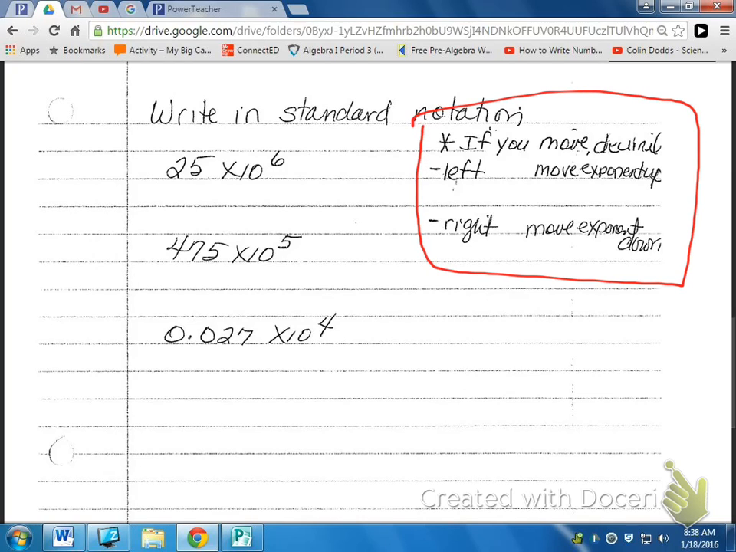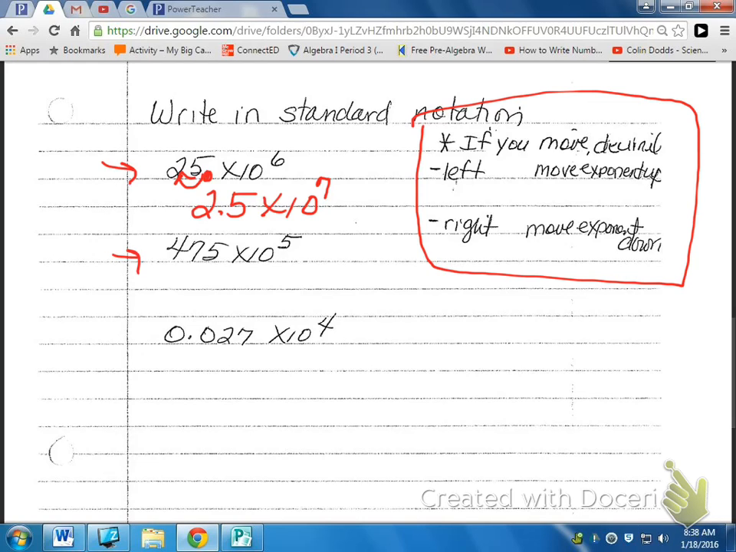If you move the decimal to the left, it makes the exponent go up, meaning that many more places to get it written out correctly. If you move the decimal right, it moves the exponent down. So this one right here, 25 times 10 to the 6th, I see the decimal must be here at the end. I'm going to have to move it one place to the left to make it 2.5. So my first part of it's going to be 2.5, but since I moved it that way, it's going to make the exponent go from 6 up to 7.